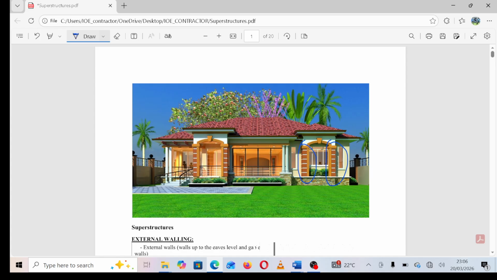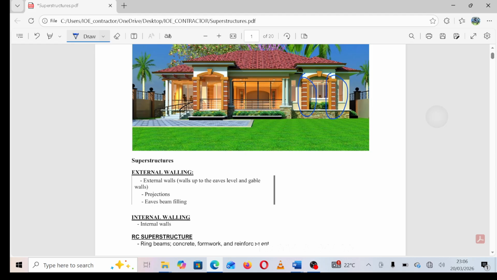So we also have internal walls. Then we do have the eave. We shall mention the eave. I'll be mentioning each and every section. Then we also have the ring beam, and lastly I think that's the last item. So let's dive into it.